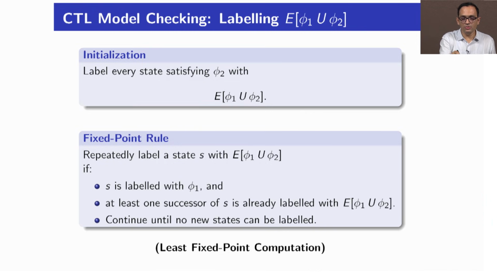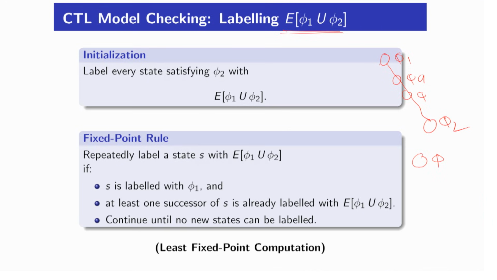So next I will do E phi 1 until phi 2, okay. If you remember, the definition of E phi 1 until phi 2 is that there exists some path in which phi 1 holds in every state until I reach a state where phi 2 holds, and this future state includes the current state. So this can be the situation, or I have only phi 2 holding here, right?